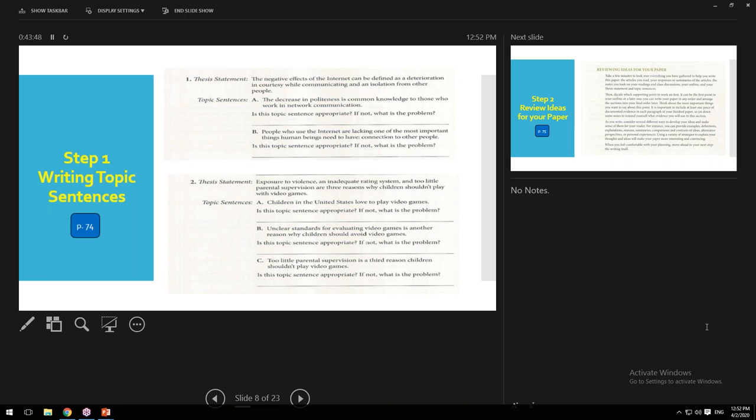Why not? It says too little parental supervision. This is mentioned there, correct? It is mentioned. It is the third reason children shouldn't play video games. But it said only one reason. It didn't say the other two reasons. No, remember Reem, here we have three topic sentences. These are for different body paragraphs, because in the thesis statement we have three reasons, so we need three body paragraphs.